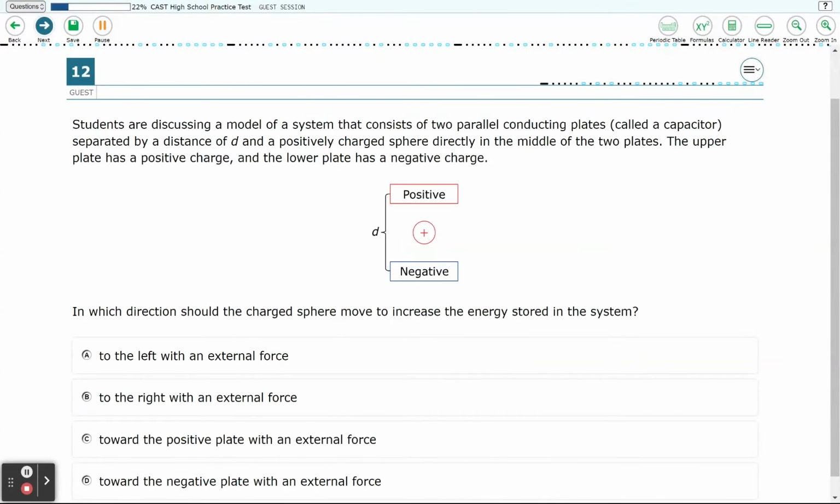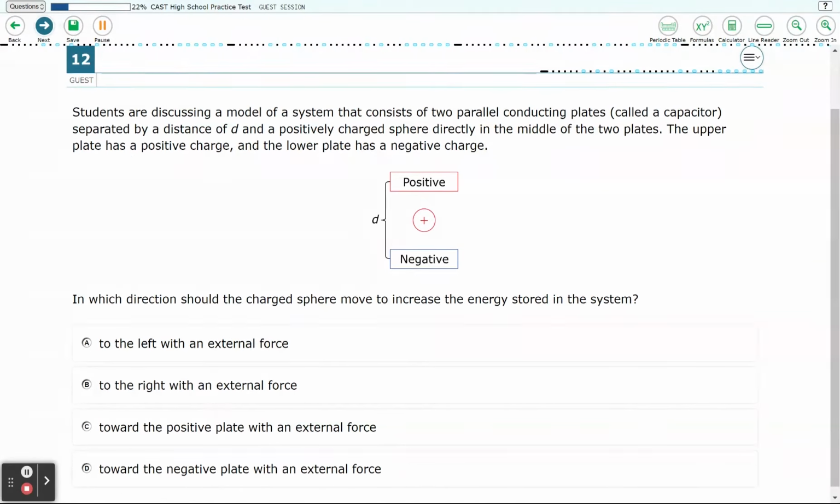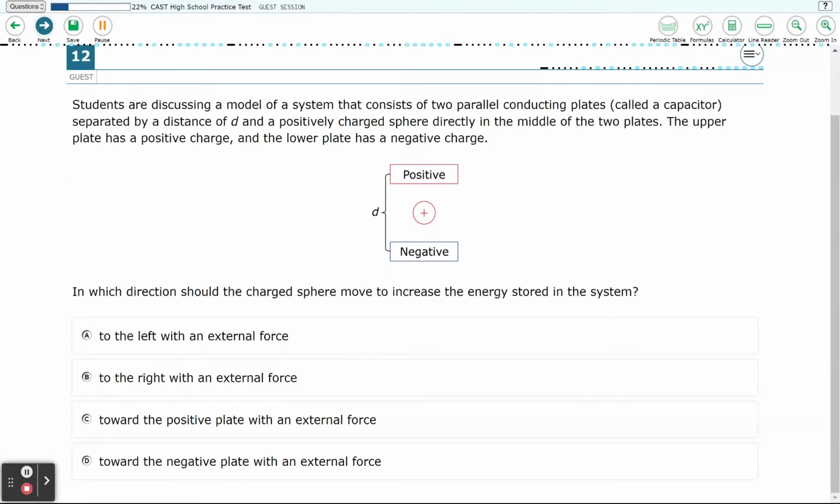12. Students are discussing a model of a system that consists of two parallel conducting plates called a capacitor, separated by a distance of d, and a positively charged sphere directly in the middle of the two plates. The upper plate has a positive charge, and the lower plate has a negative charge. Upper plate, lower plate, positive charge. In which direction should the charged sphere move to increase the energy stored in the system?